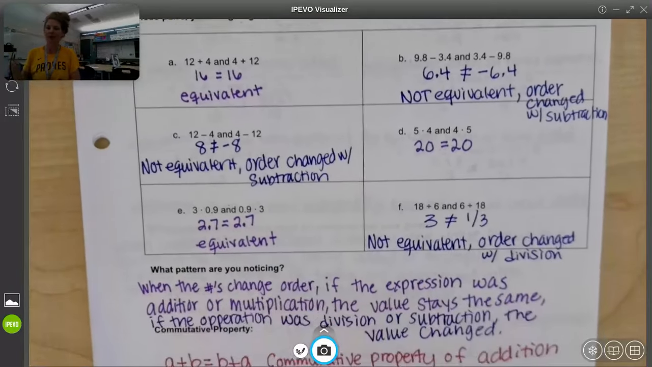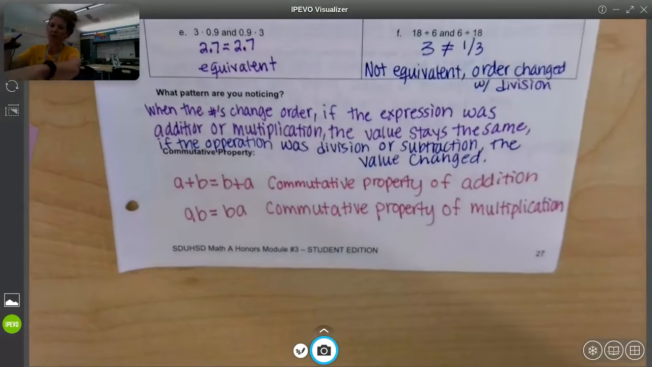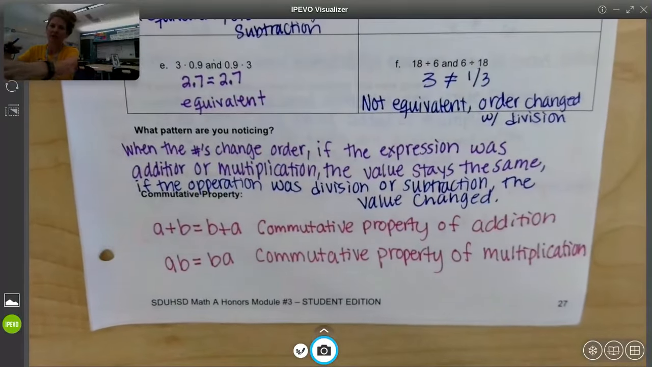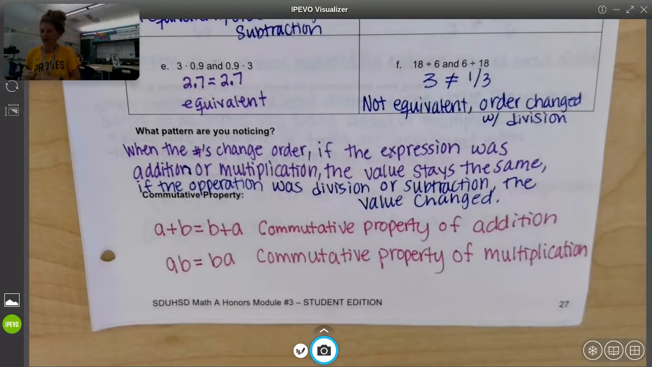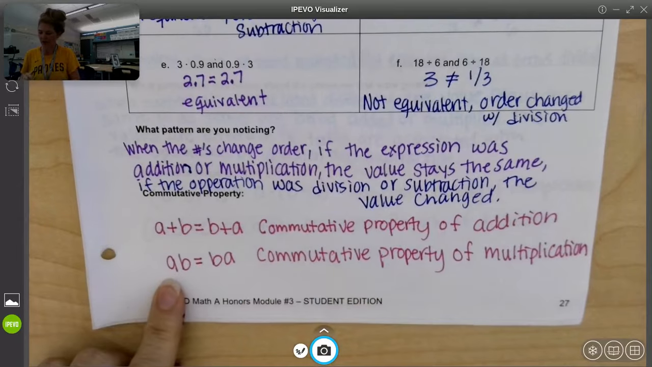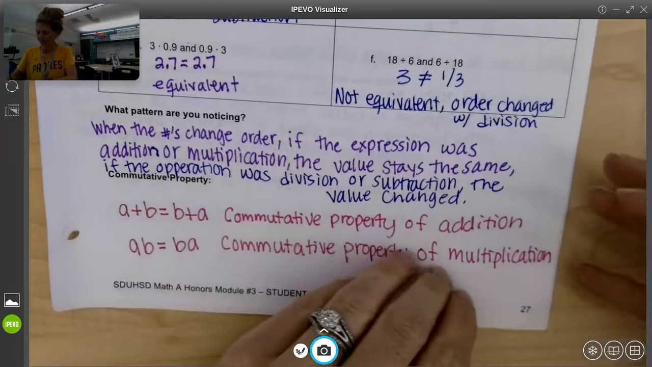So what pattern are we noticing? We're noticing if the numbers change order, if the expression was addition or multiplication, the value stays the same. If the operation was division or subtraction, the value changed. So this is the formal definition of the commutative property of addition and the commutative property of multiplication. So please make sure to write all those down. And again, if you ever need to pause the video, please do so and then move on.